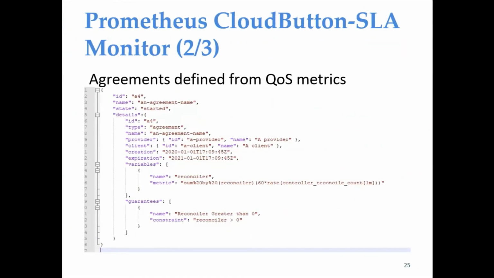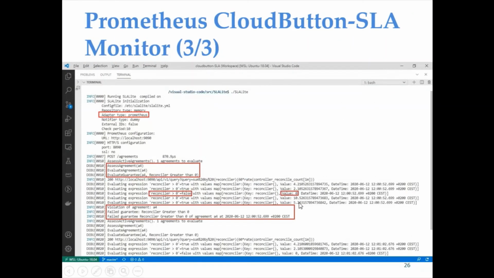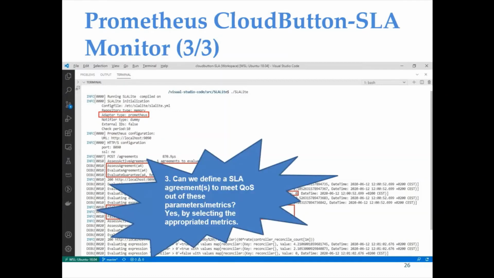So, from the point of view of defining agreements to make up an SLA, we can use the metrics that we obtain from Prometheus as variables that define the warranties when setting the constraint on these metrics. Then on CloudButton SLA, we will get a violation every time the metric is not fulfilling the constraint defined on the agreement. So this answers our third question. Can we define an SLA agreement to meet quality of service out of these parameters?